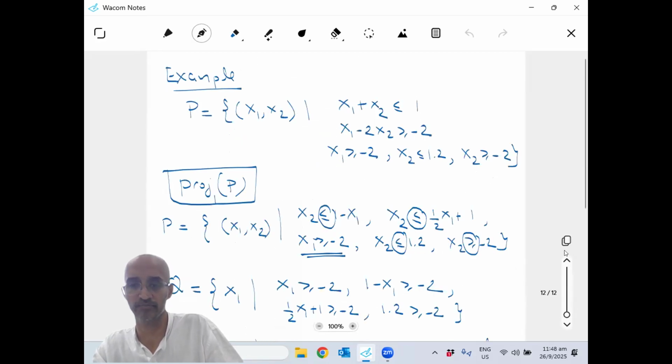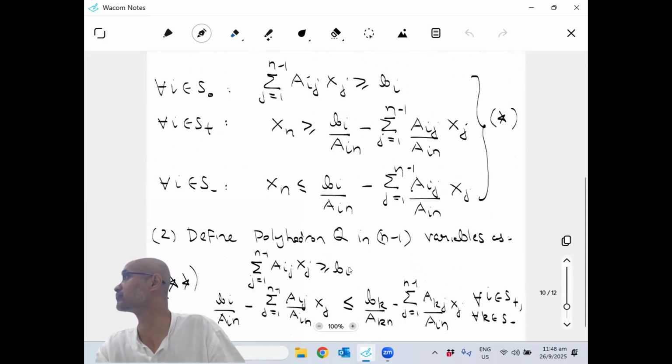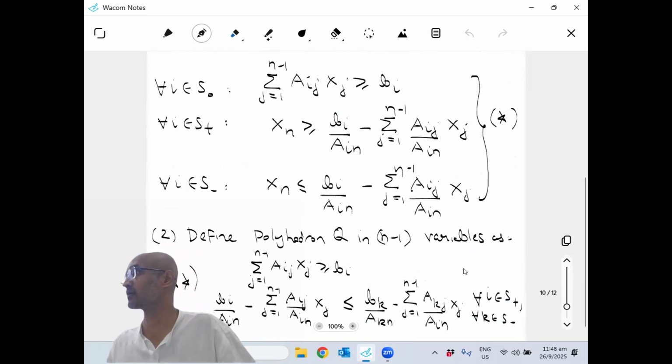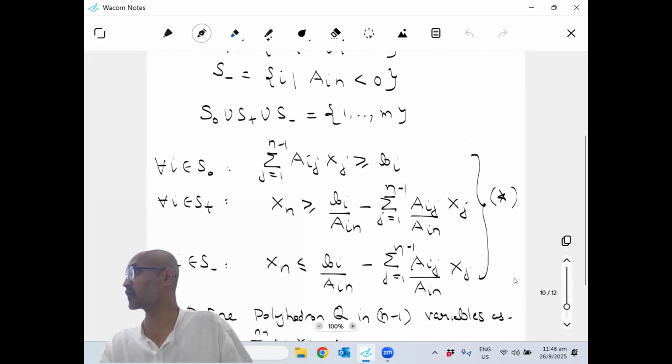Sorry, I went all the way back. It will satisfy these constraints. So the proof is relatively straightforward. You can look at it. I'm just constructing a point, basically, which satisfies the conditions. Okay. Do you want me to go through this again? Is the algorithm clear?